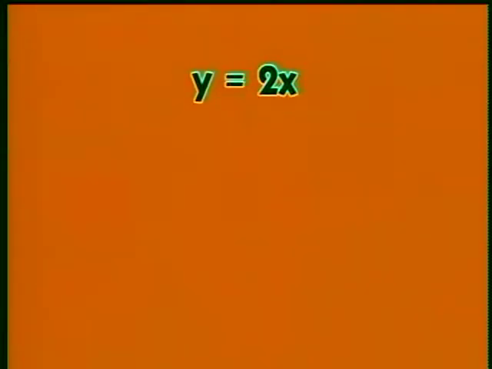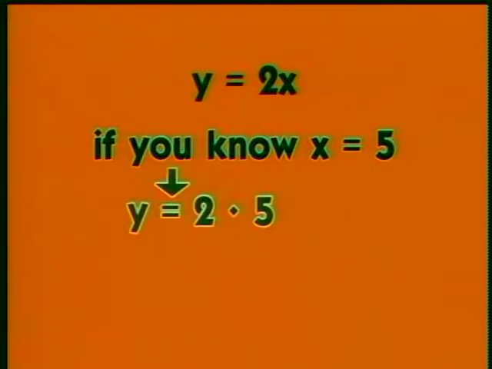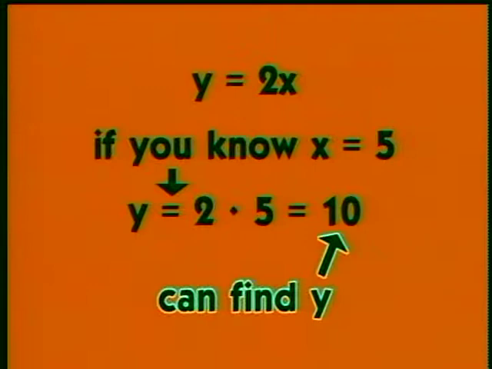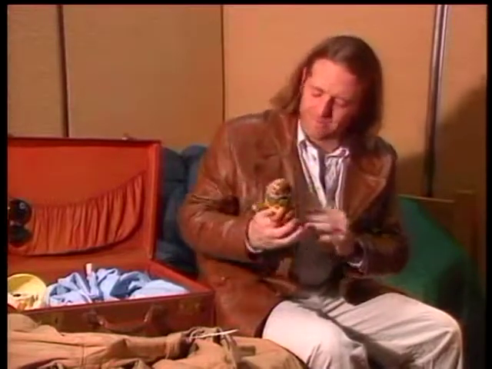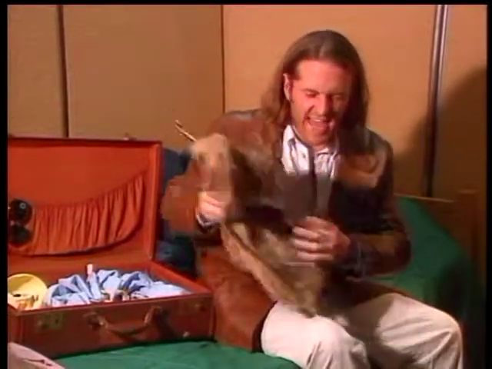For example, for the function y equals 2x, suppose that you know x equals 5. Then y equals 2 times 5, or 10. Since we know x equals 5, we can find y, which is 10. If you know x, then you can find y. Well, I want to know y, so I must find that x.